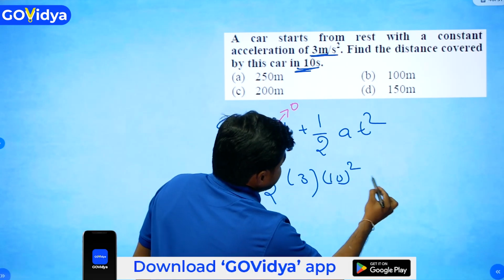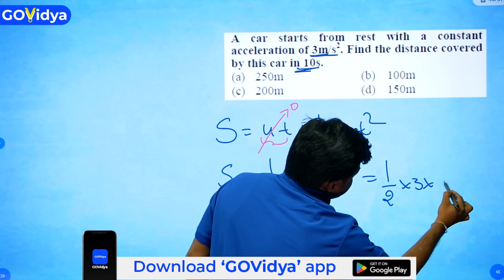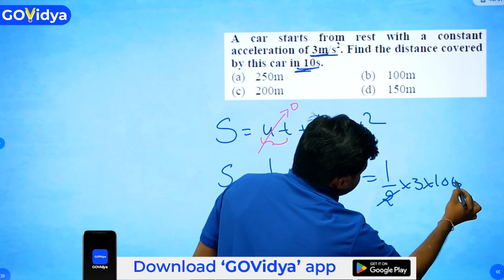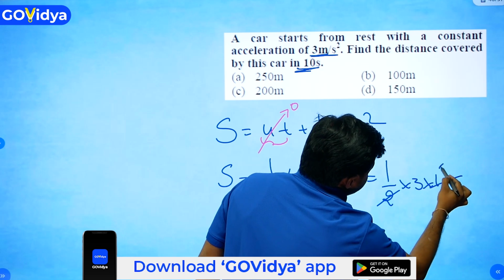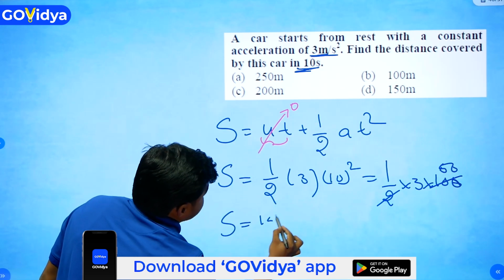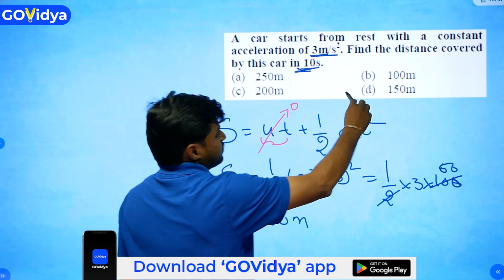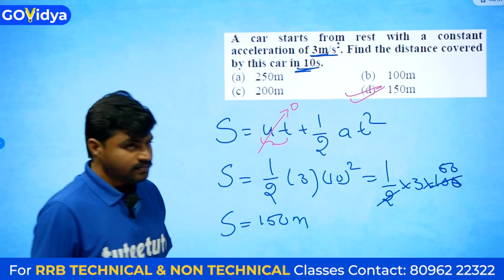It will become 1 by 2 into 3, into 10 square, which means 100. 2 1s are 2, 2 50s are 100. 50 into 3 is 150. The displacement is 150 meters. From the options, option D is the correct answer. Okay, next question.